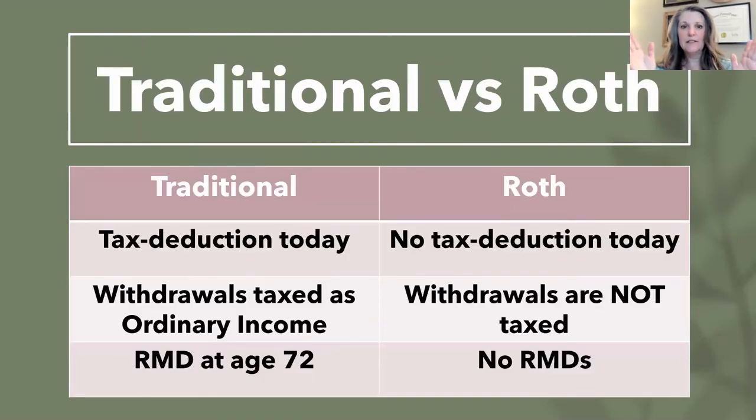Okay, so side by side, let's look at traditional versus Roths. Traditional, tax deduction today. Roth, no tax deduction today. Traditional withdrawals are taxed as ordinary income. Roth withdrawals are not taxed. Traditional, you have RMDs. Roth, no RMDs. So that's a summary of the difference between the two most popular IRAs that are out there.